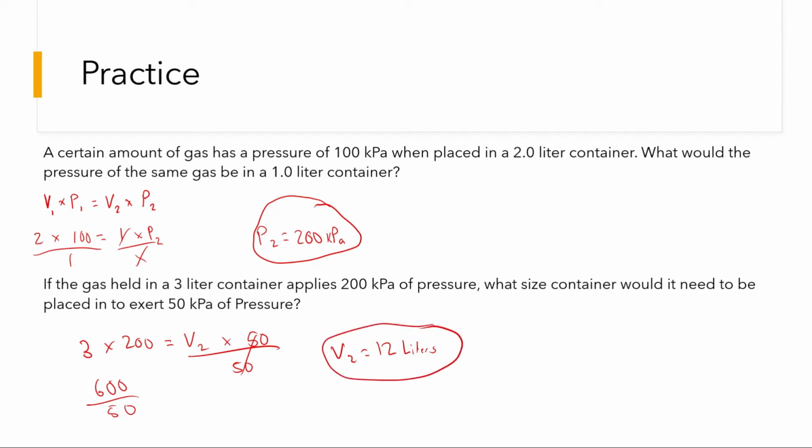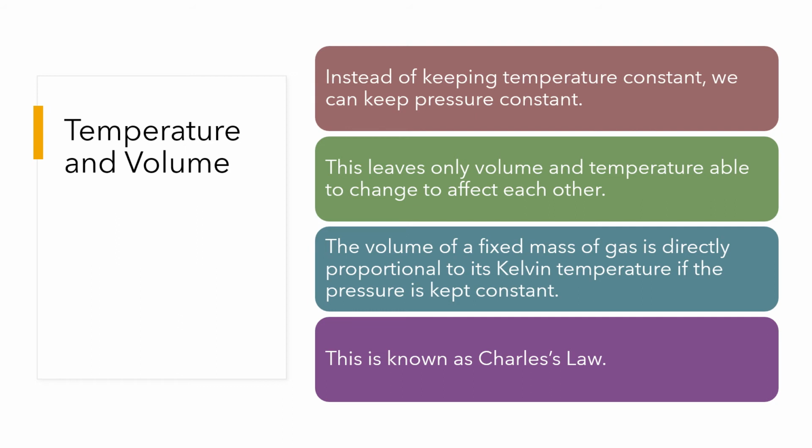So hopefully those aren't too bad. Now let's look at the relationship between temperature and volume. To do this, we need to keep the number of gas particles and the pressure constant. When looking at the relationship between temperature and volume, we know that the volume of a fixed mass of gas is directly proportional to its Kelvin temperature if the pressure is kept constant. This is known as Charles' law.